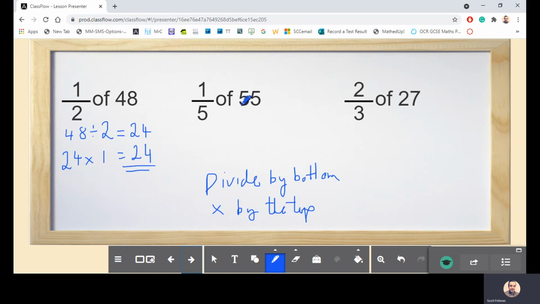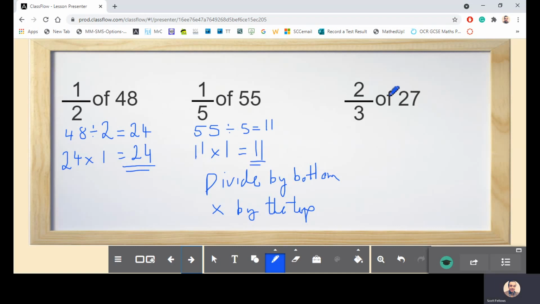Okay, 1/5 of 55. So again, you divide the total, or the number you're working with, by the bottom of the fraction. And then you would times this by the top. Just for the sake of doing it, I'm going to do it. Okay, so your final answer is 11.